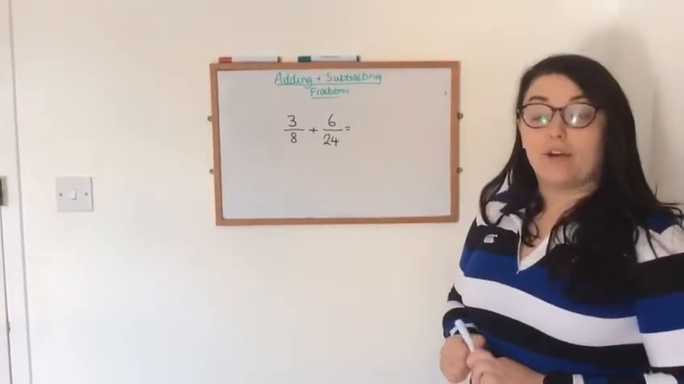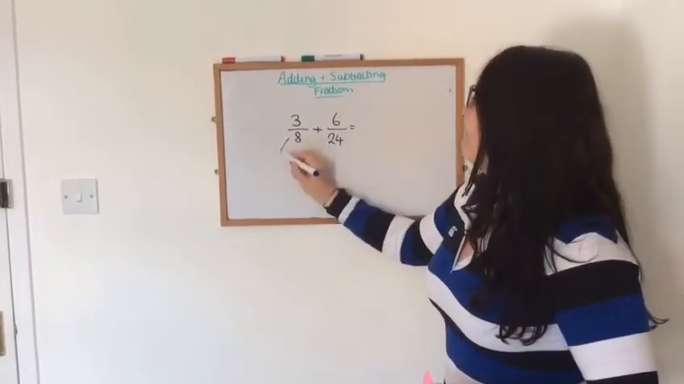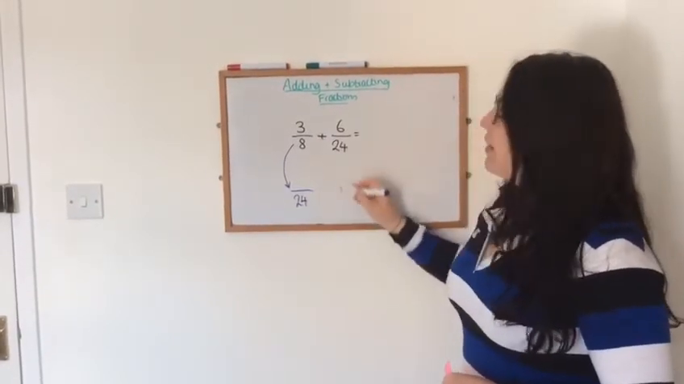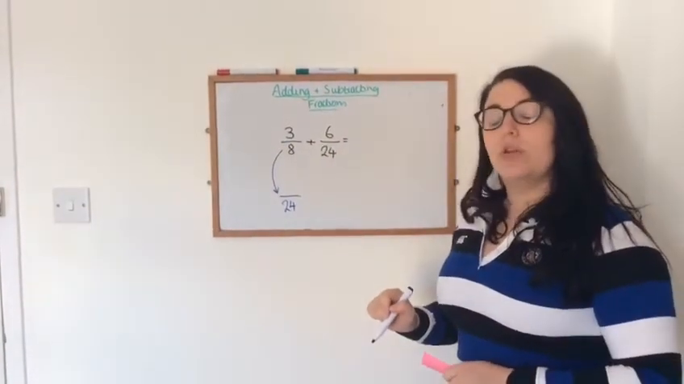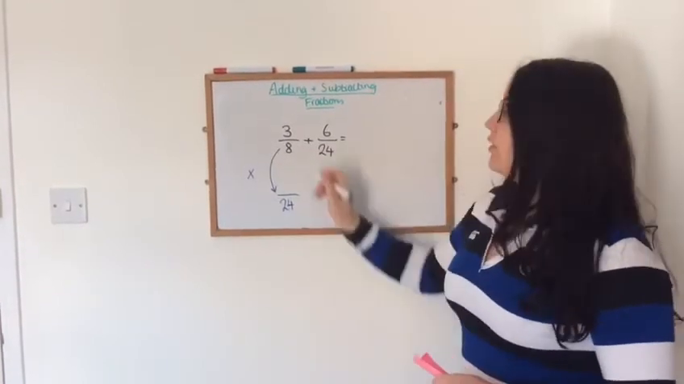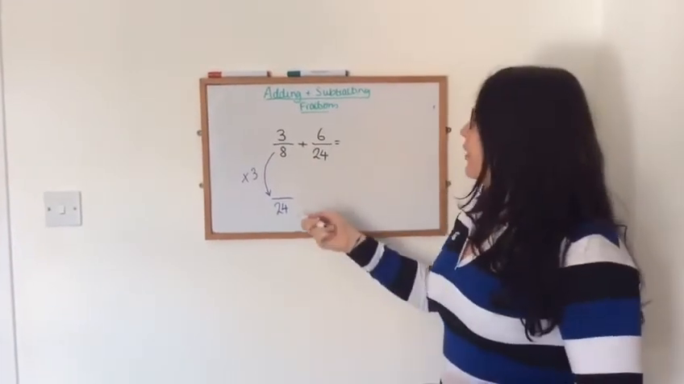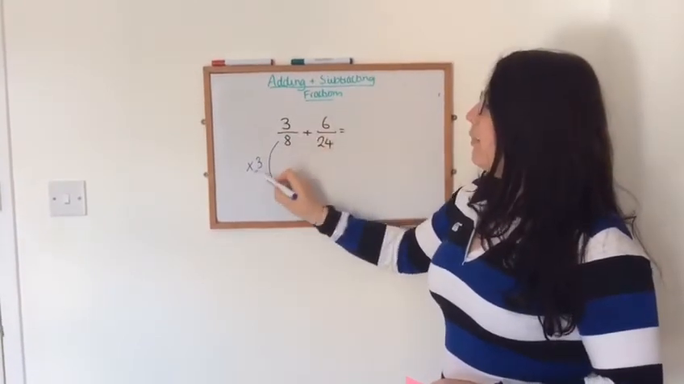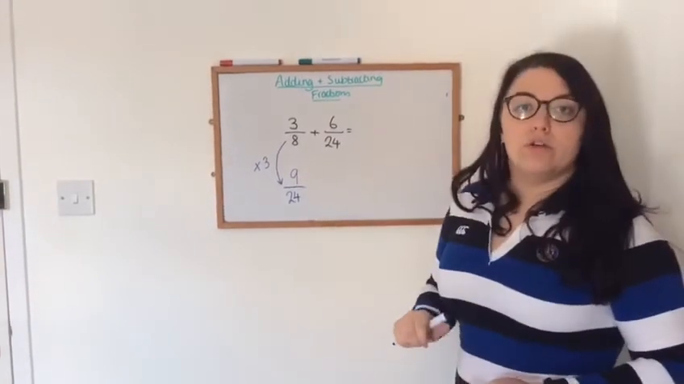Okay, Year 5, let's see how you got on. So, we need to turn this denominator into 24, so it's the same denominator as here. If we're going from 8 to 24, and it's going from a small number to a bigger number, we're going to be timesing. According to your 8 times tables, you'll have to times 8 by 3 to get to 24. And then whatever we do to the bottom, we have to do to the top. So we need to do 3 times 3 equals 9, and that's going to be my new numerator.